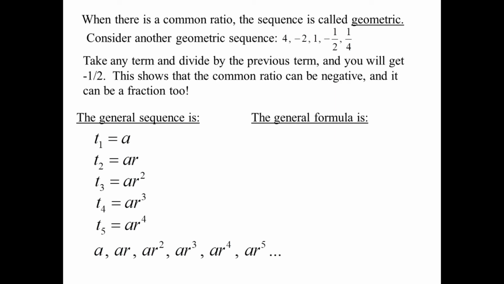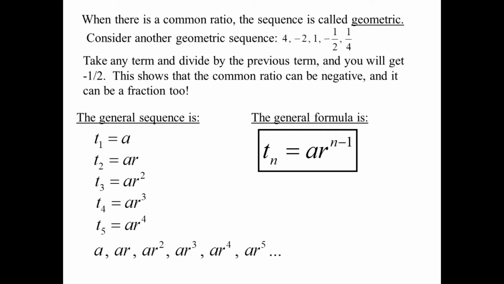Now, to get the general formula, we make an observation, just like we did before. We notice that this number is 1 less than this number. 3 is 1 less than 4. 4 is 1 less than 5. 2 is 1 less than 3. This r to the 1 is 1 less than 2. So it's always ar to the n minus 1. T sub n equals ar to the n minus 1, the general formula of a geometric sequence.